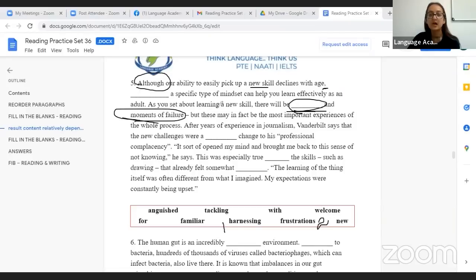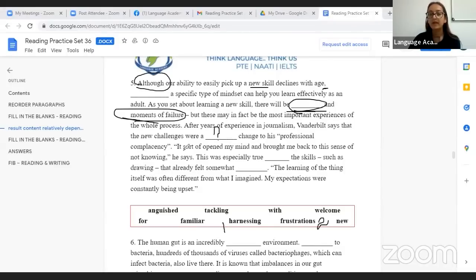So if we start learning a new skill, there will be frustration, there will be moments of failure, but these may in fact be the most important experiences of the whole process. After years of experience in journalism, Vanderbilt says that the new challenges were a change to his professional complacency. So what kind of change were they? We don't know because we haven't read anything about his story.